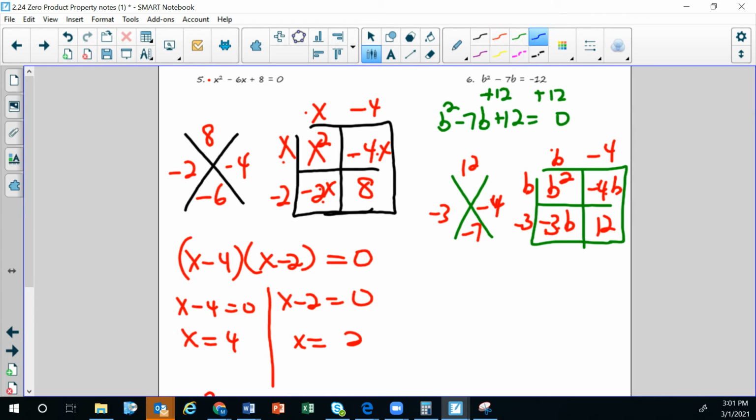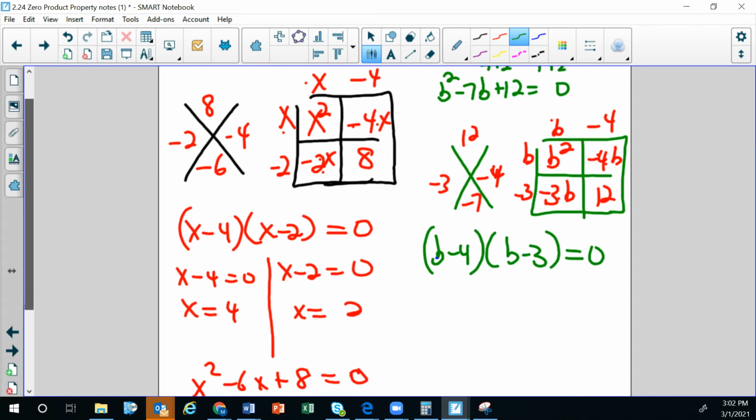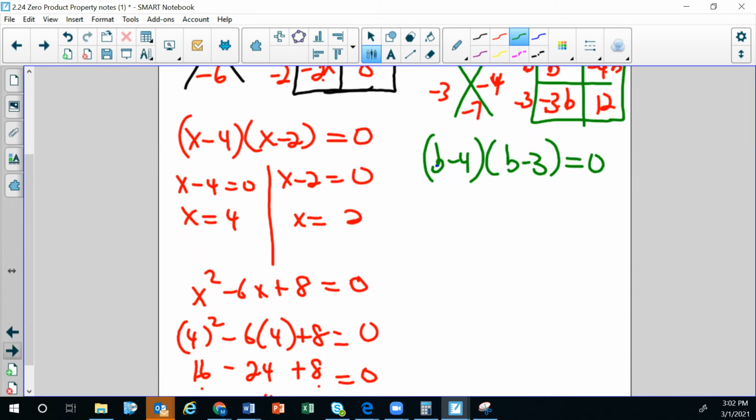Okay, so my factors are b minus 4 and b minus 3, and of course, these are set to 0. I need to find the value of b. So I'm going to set each factor to 0: b minus 4 equals 0, and b minus 3 is equal to 0.